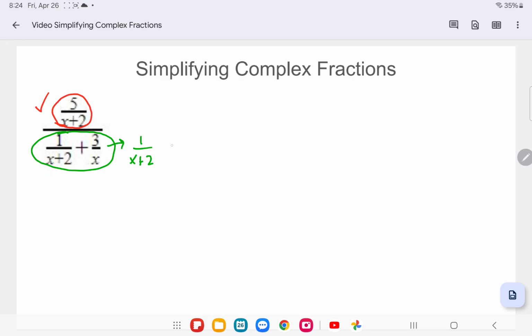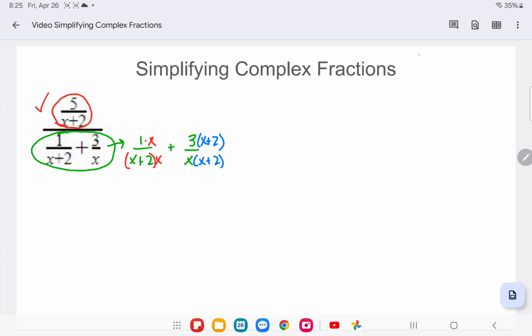Ignore what's in red. We need to add these two fractions before we can get started. They do not have a common denominator. So to get a common denominator, we are going to need to multiply this first fraction by x over x, because the second fraction had an x in the denominator. And we're going to need to multiply the second fraction by x plus 2, because the first fraction had an x plus 2 in the denominator.